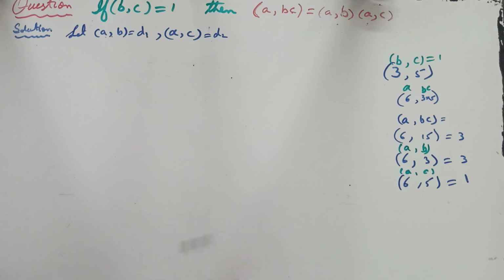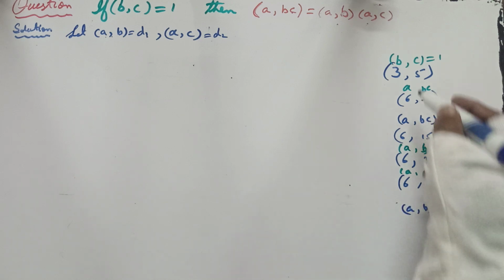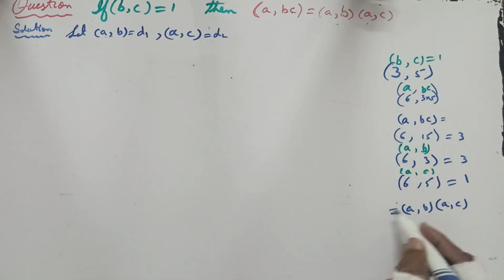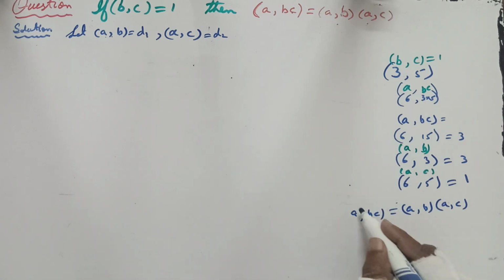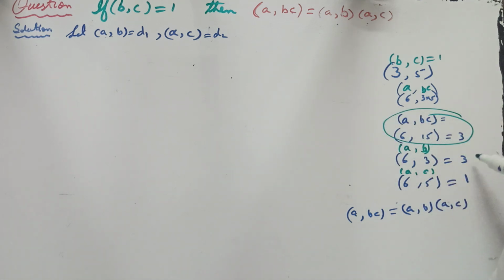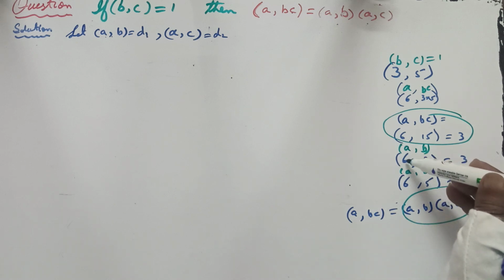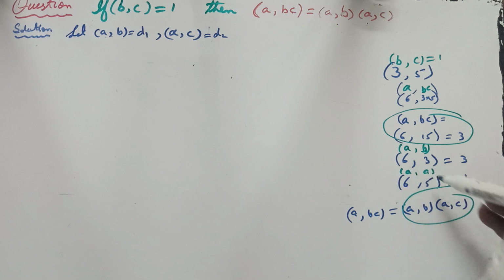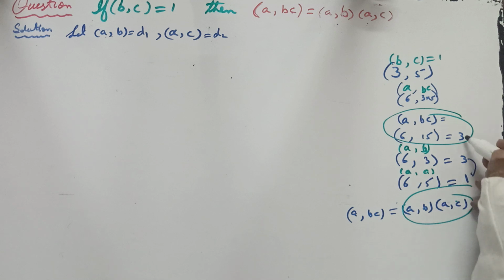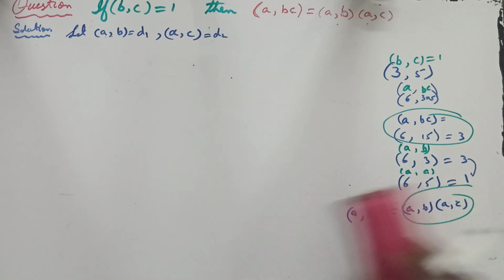When I multiply this GCD of A and C with the GCD of A and B, it must be equal to the GCD of A and BC. Here you can see that the GCD of A and BC is equal to the GCD of A and B multiplied by the GCD of A and C. Both products are 3. Okay, we prove this.